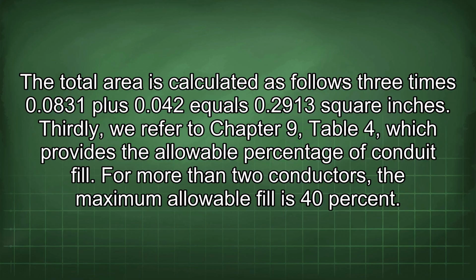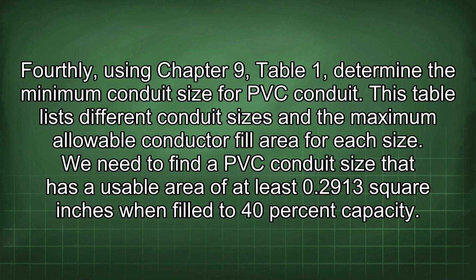Thirdly, we refer to Chapter 9, Table 4, which provides the allowable percentage of conduit fill. For more than 2 conductors, the maximum allowable fill is 40%. Fourthly, using Chapter 9, Table 1, determine the minimum conduit size for PVC conduit. This table lists different conduit sizes and the maximum allowable conductor fill area for each size.